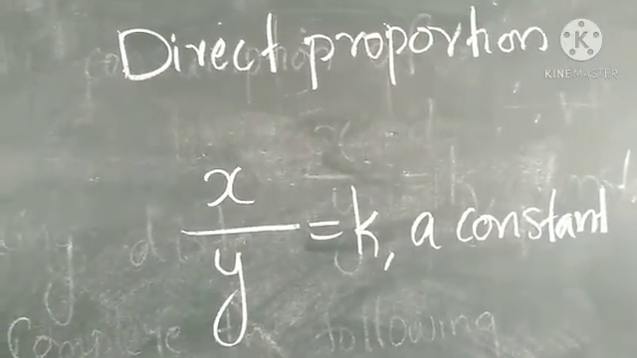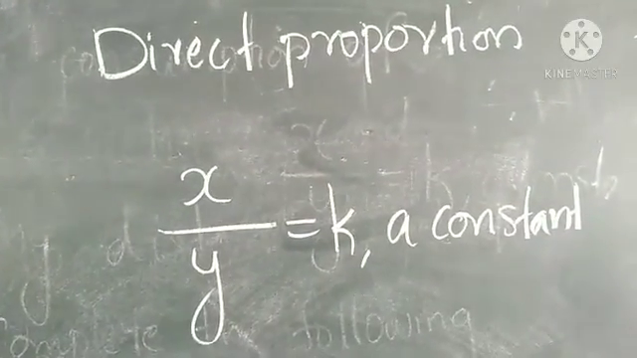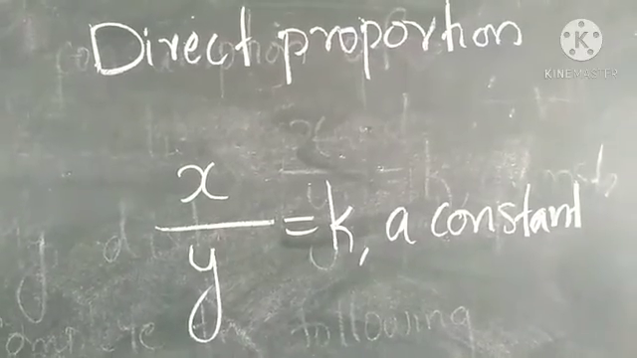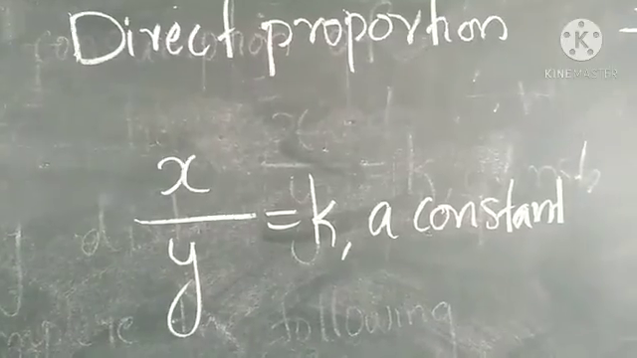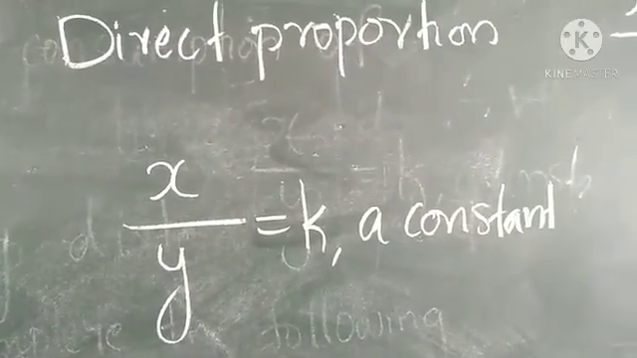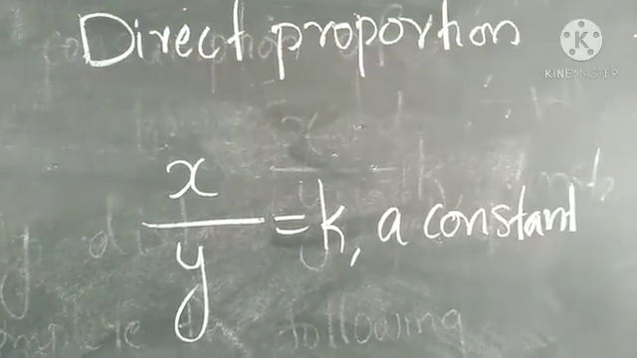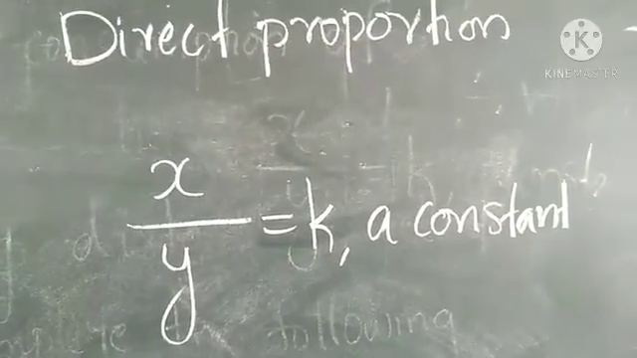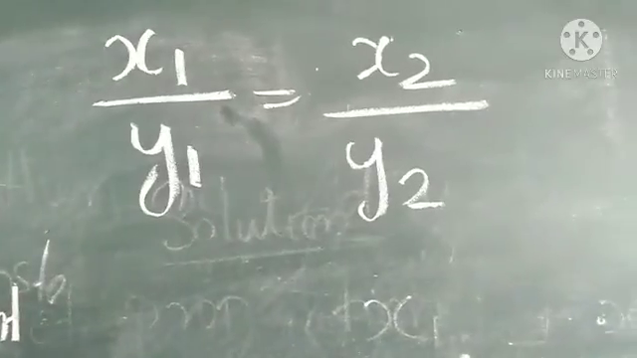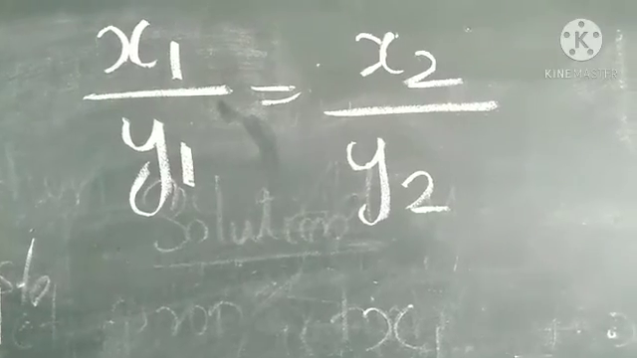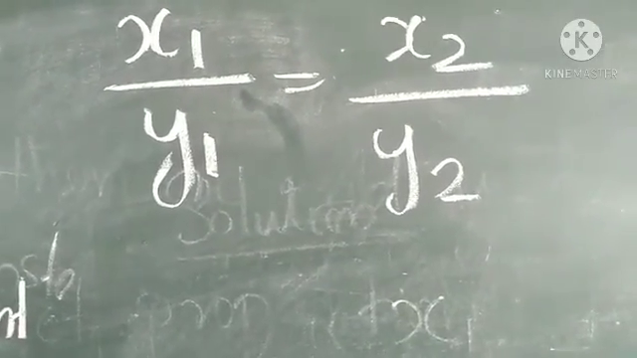Children, before concluding this topic, let me remind you once again of direct proportion. If the value of the first increases, then the value of the second also increases, then they are in direct proportion, and the condition for direct proportion is x by y is equal to k, a constant, or x1 by y1 is equal to x2 by y2. So learn this topic well and practice the problems well.